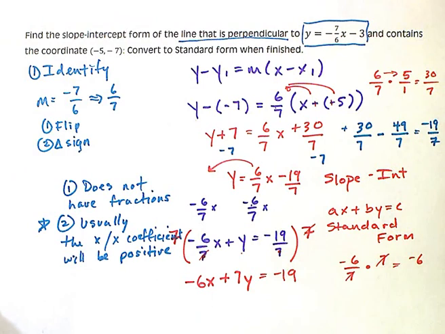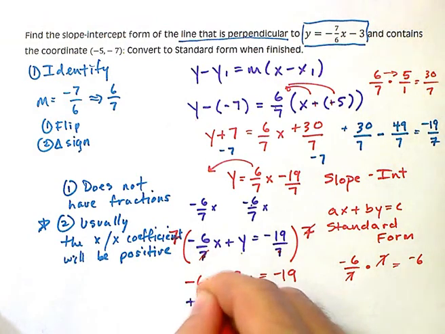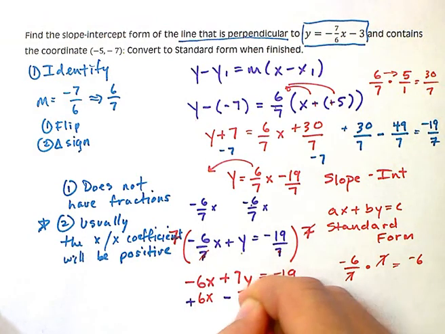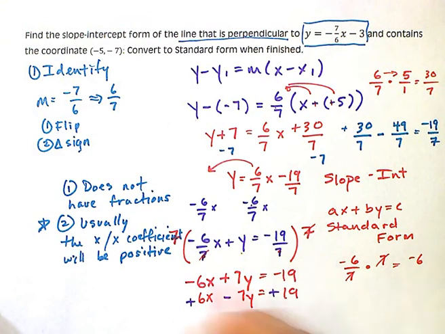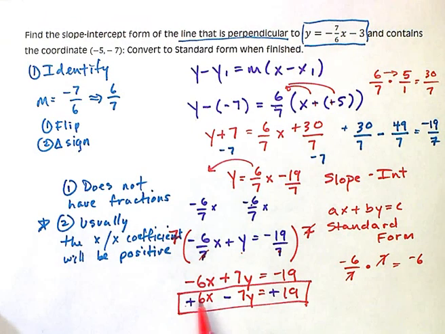I have to be careful. I have a negative coefficient in front of my x, so I'll change all signs: plus, minus, plus. I'm changing the signs here. Plus 6x minus 7y equals plus 19. And this would be my standard form. And I did a different color with the signs here to show you that we did a change in sign there.